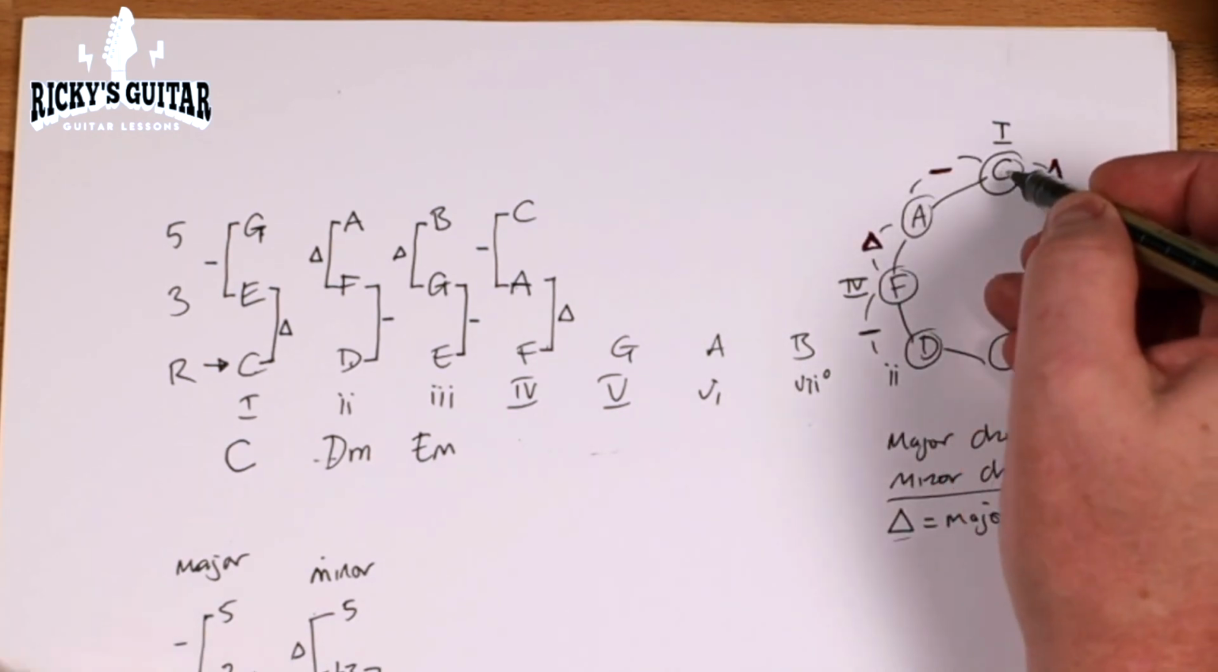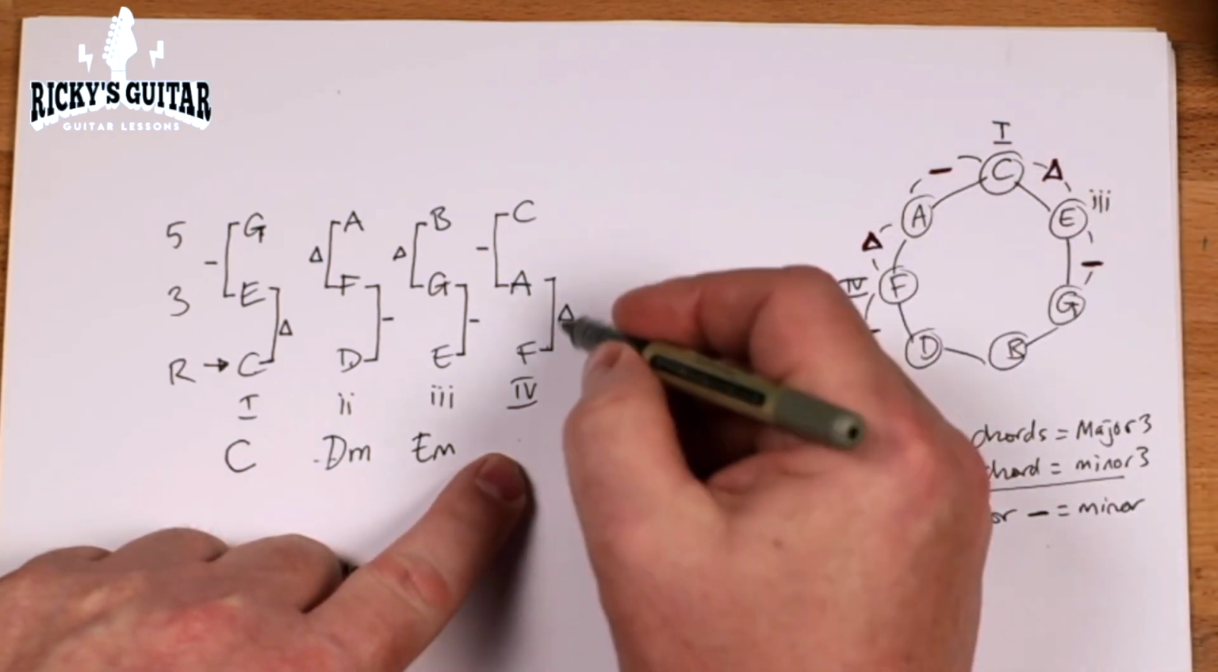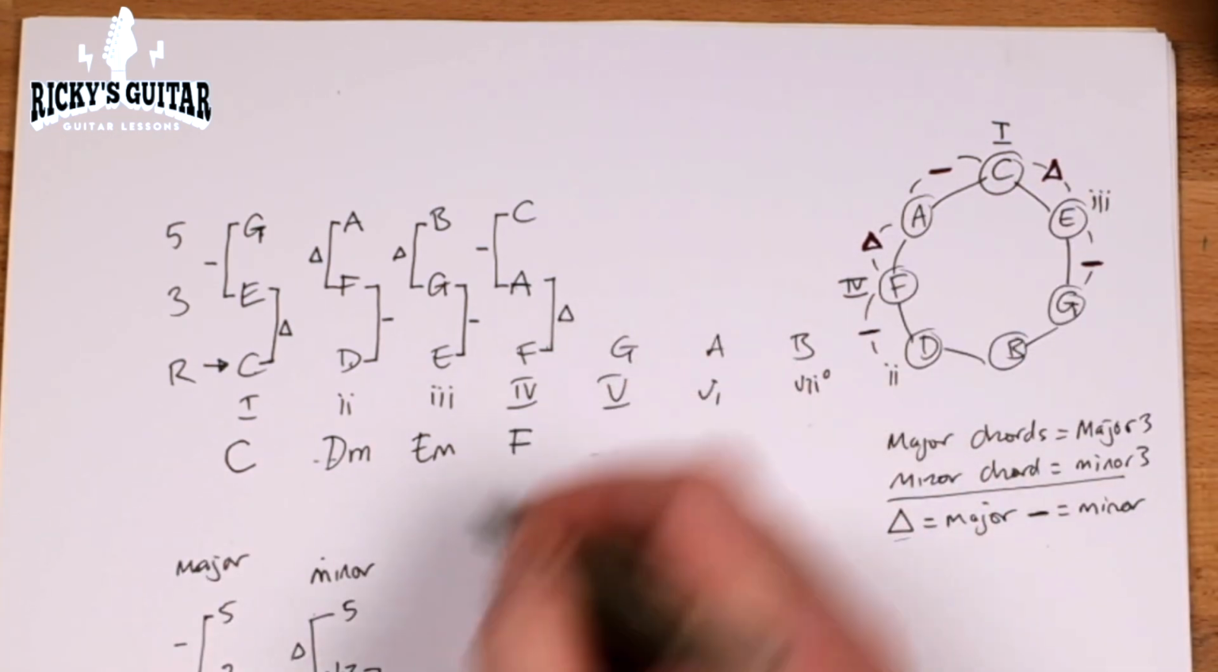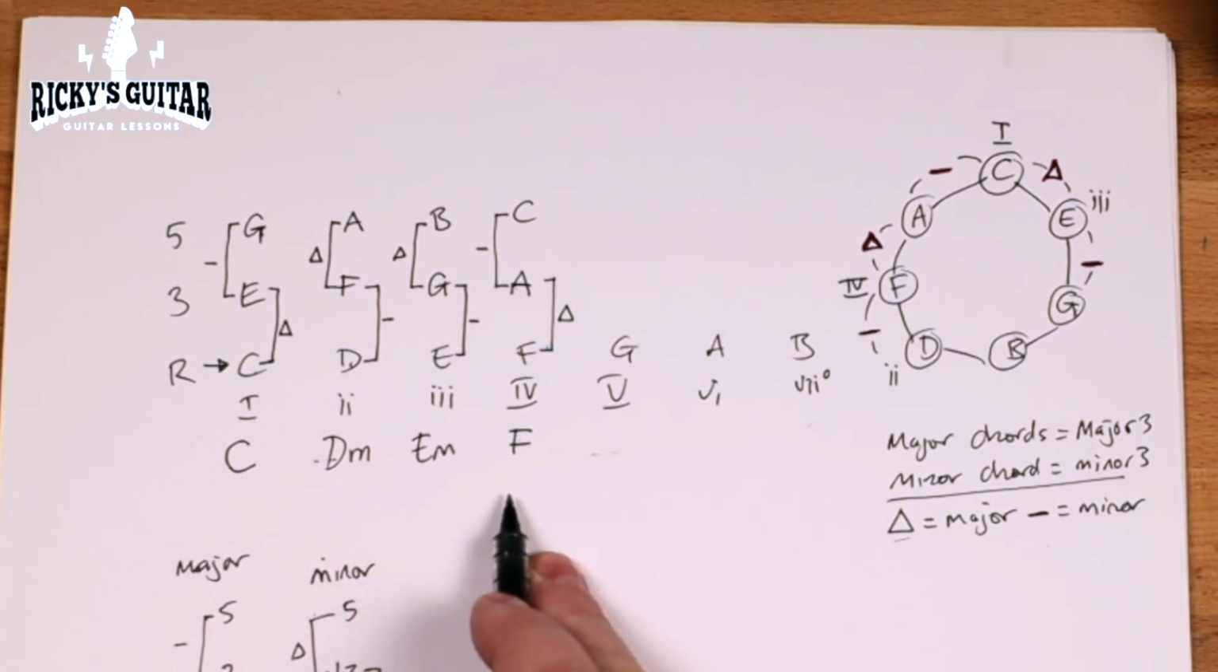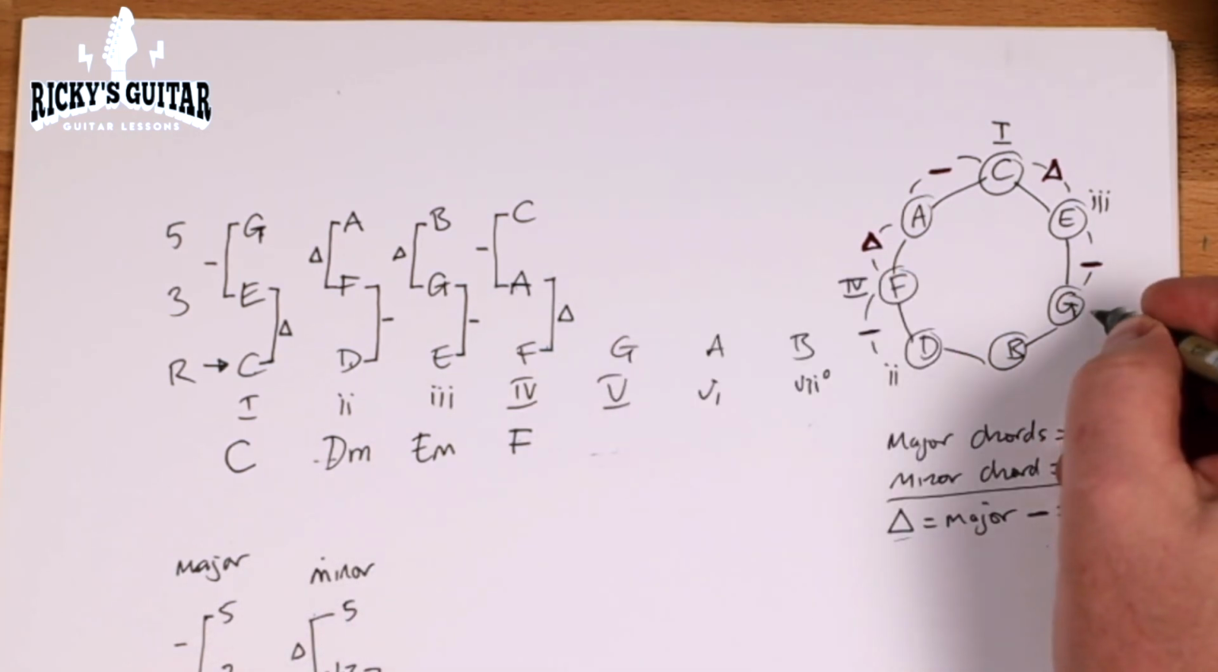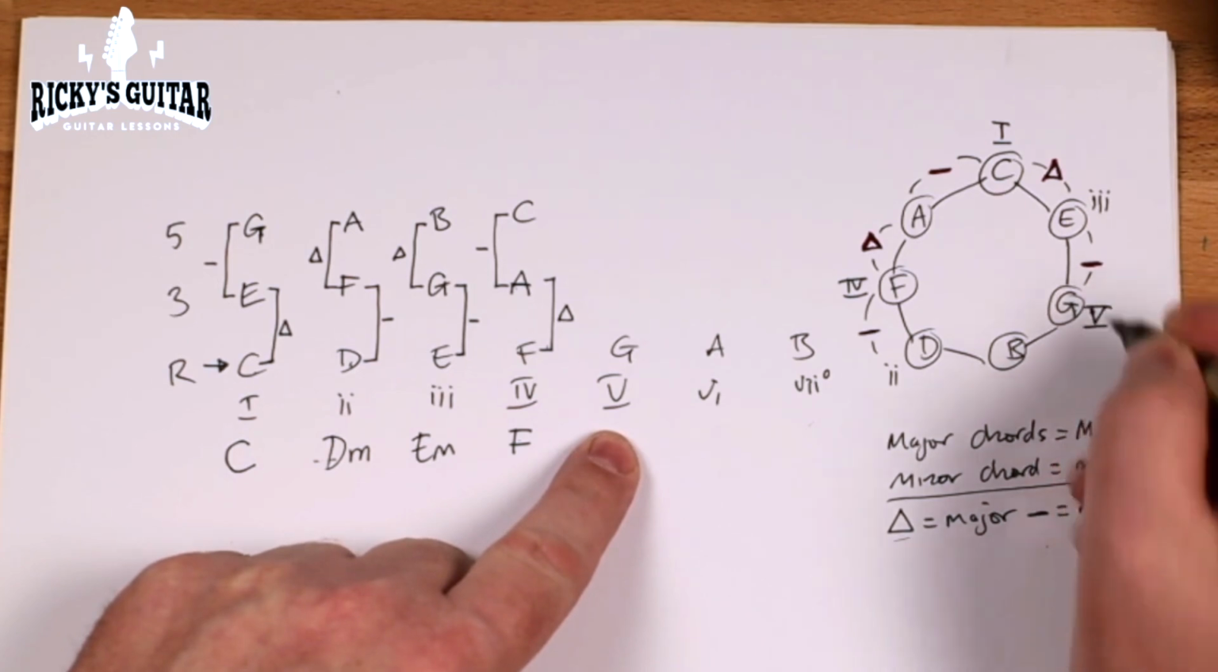F, A, C. There's my triad. And I can see that it's got a major third there. So that's just going to be an F chord. Look, the first 4 chords are revealing themselves to me. Going from the G, this is going to be chord 5. So there's chord 5 there.